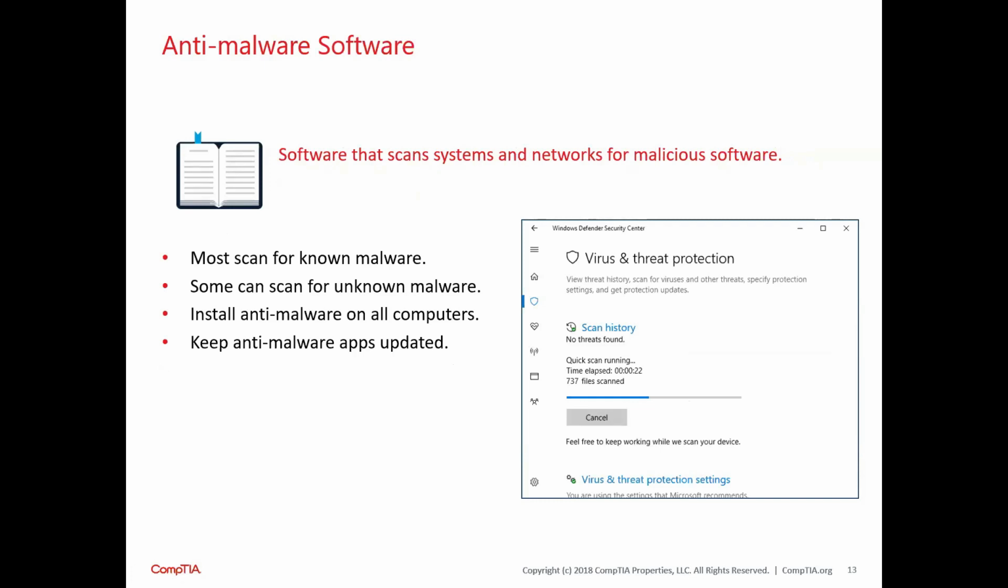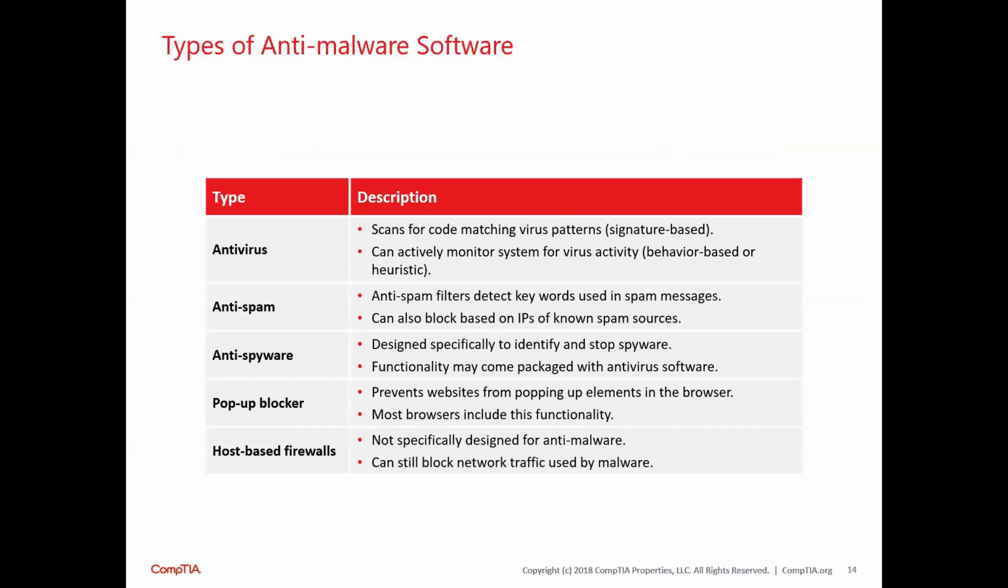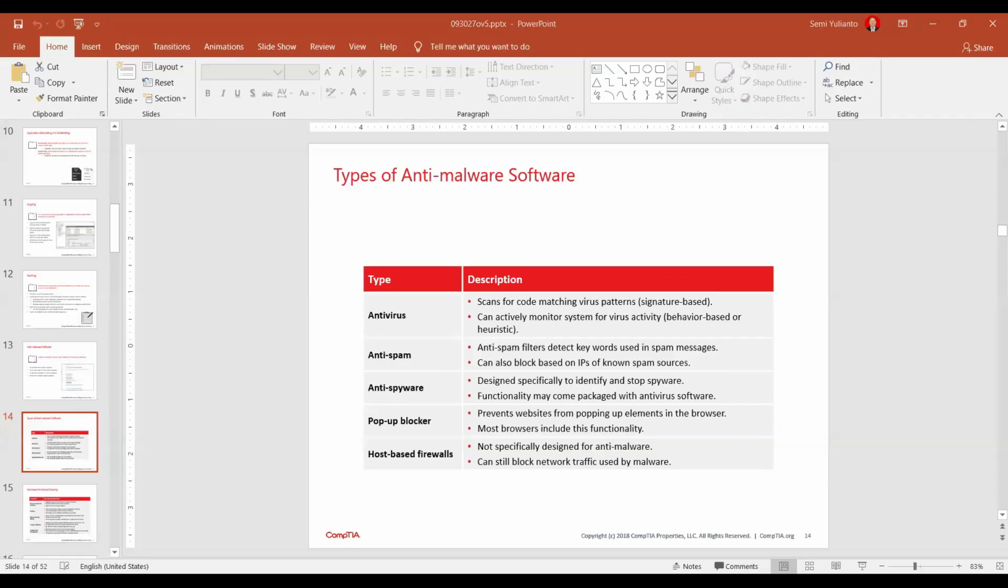I'm currently using Bitdefender as well as Malwarebytes, just to make sure that my laptop is fully protected. So you can use any type of anti-malware software available in the market. The types of anti-malware include antivirus, anti-spam, anti-spyware, pop-up blocker, as well as host-based firewall. Just to give you an idea of what I am actually using.